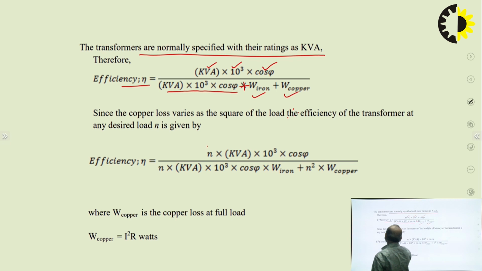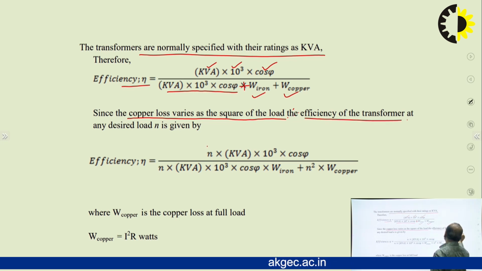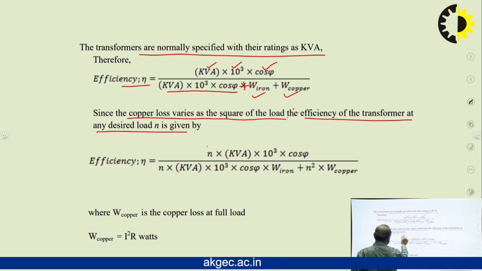Now copper losses are variable losses, as I have already discussed. They depend upon the square of the load or the square of the load current, while iron losses or core losses are constant losses. So basically in this expression of efficiency, load current is the independent variable, and efficiency is dependent upon the load current of the transformer. So efficiency can be written at any desired load which is n times the full load power rating of the transformer.